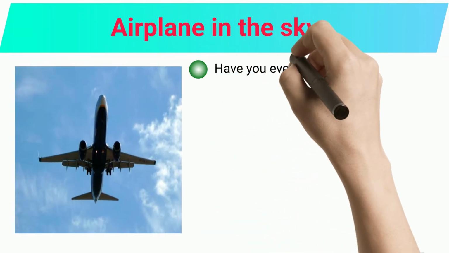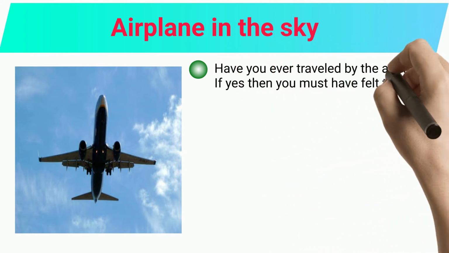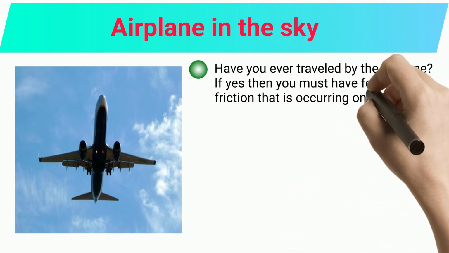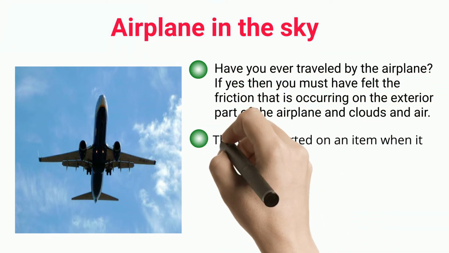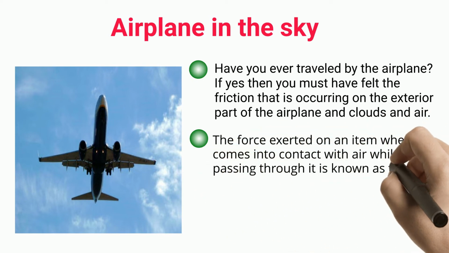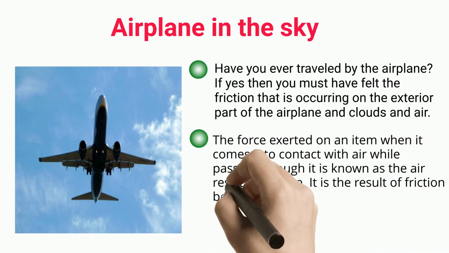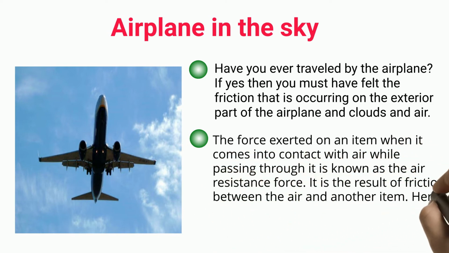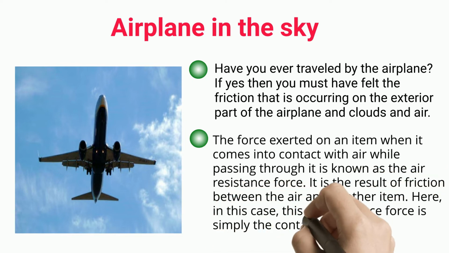Airplane in the sky. Have you ever traveled by airplane? If yes, then you must have felt the friction occurring on the exterior part of the airplane with the clouds and air. The force exerted on an item when it comes into contact with air while passing through it is known as the air resistance force. It is the result of friction between the air and another item. Here, in this case, this air resistance force is simply the contact force.